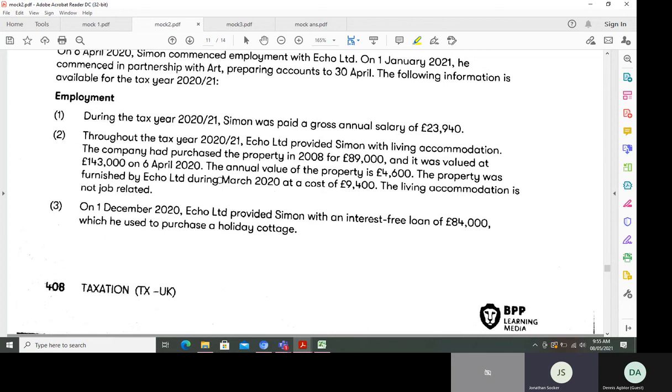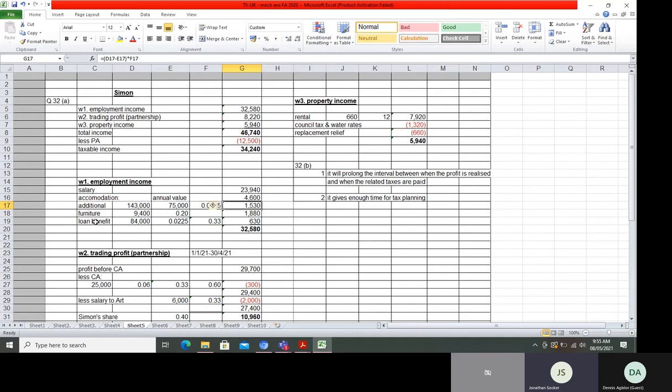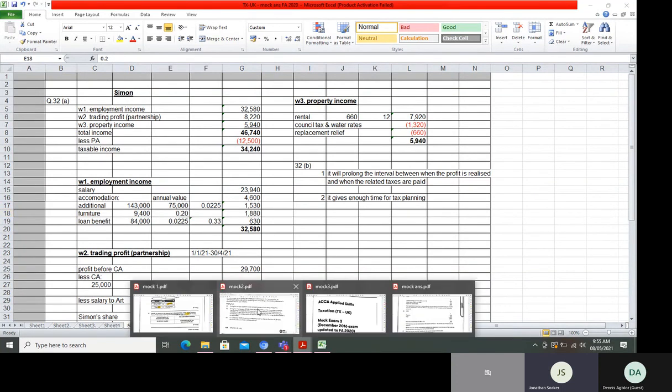They said the accommodation was furnished since 2020, and he came in since April 2020. So the furniture was even there before he came, and he used it throughout the year, so a full year benefit will be assessed. For the furniture, the 9,400 by 20% will give us 1,880. Okay, then we move on.